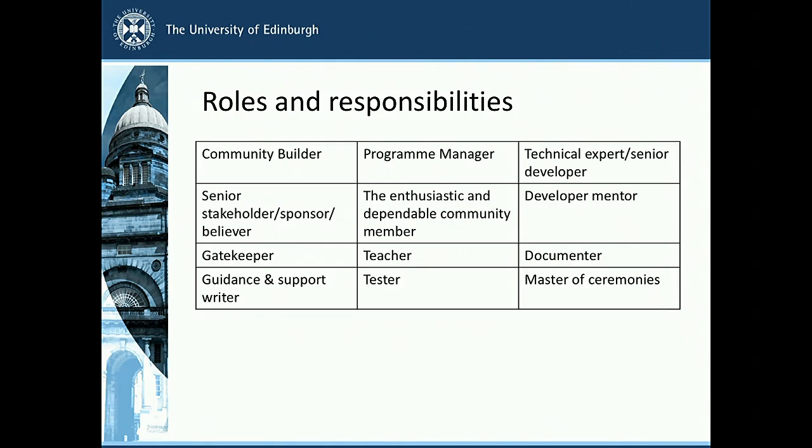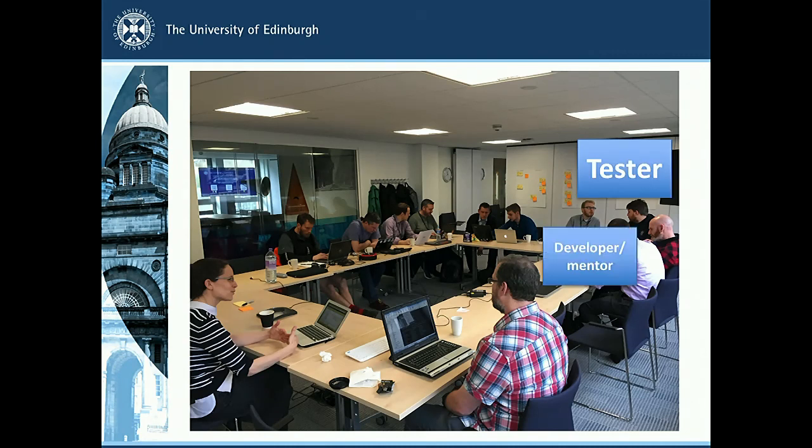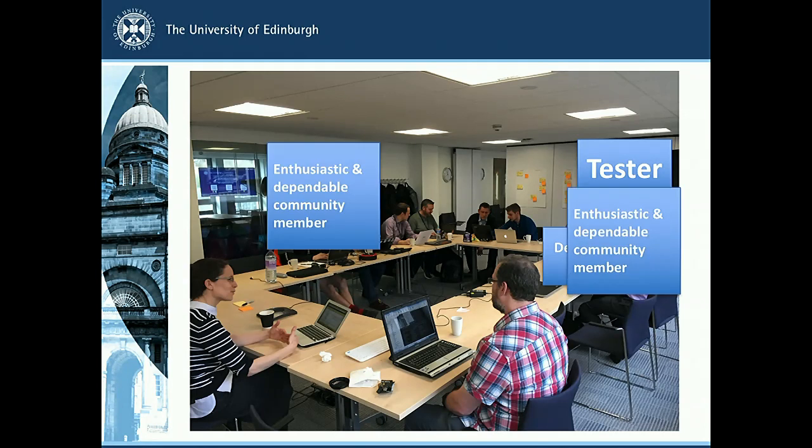But just having a quick look, these are the sort of things that I've identified to do something like our code sprint for us. And so we have people who act as teachers and testers. We have people who are developers. We have people who are developer mentors. We have people who are documenters. And just going back to that photo we had previously, we've got the tester in the room here, we've got someone who is a developer mentor, we've got our enthusiastic and dependable community members, and I'll come back to this in a second.